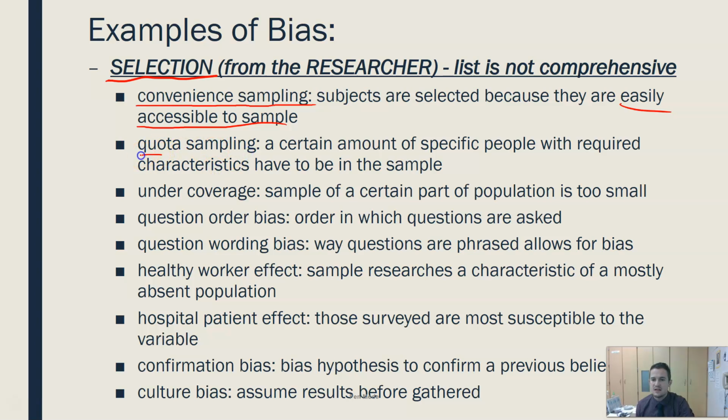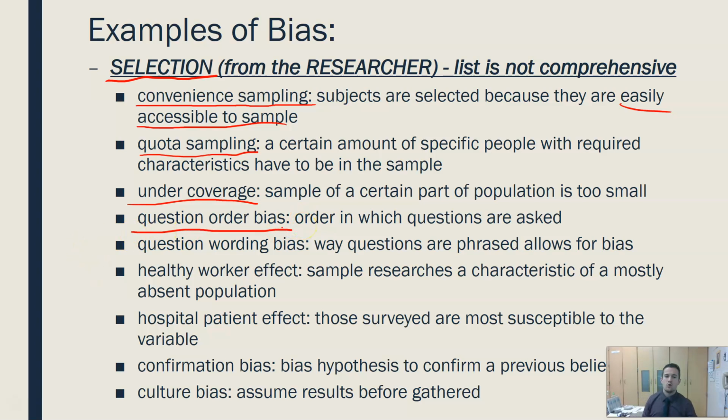Quota sampling means a certain amount of specific people with required characteristics have to be in the sample. If you have certain people that need to have certain characteristics, like say they work at a certain place or they go to a certain school, that might not represent your whole population because they all have very similar characteristics. Under coverage, sample of a certain part of a population is too small. Maybe you don't have enough people in your sample.